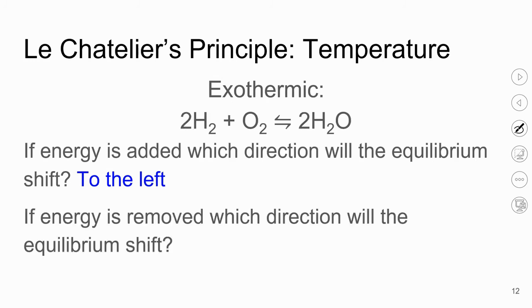Okay, how about this? If we have this exothermic reaction and we remove energy, so we cool this reaction down, which direction will it shift? Good, it's going to go the other way. It's going to go to the right. So we have energy or heat here. If we take away heat, it's going to look like this. So to rebalance, it's going to shift back to the products. Questions about that? Does that make sense? Okay.